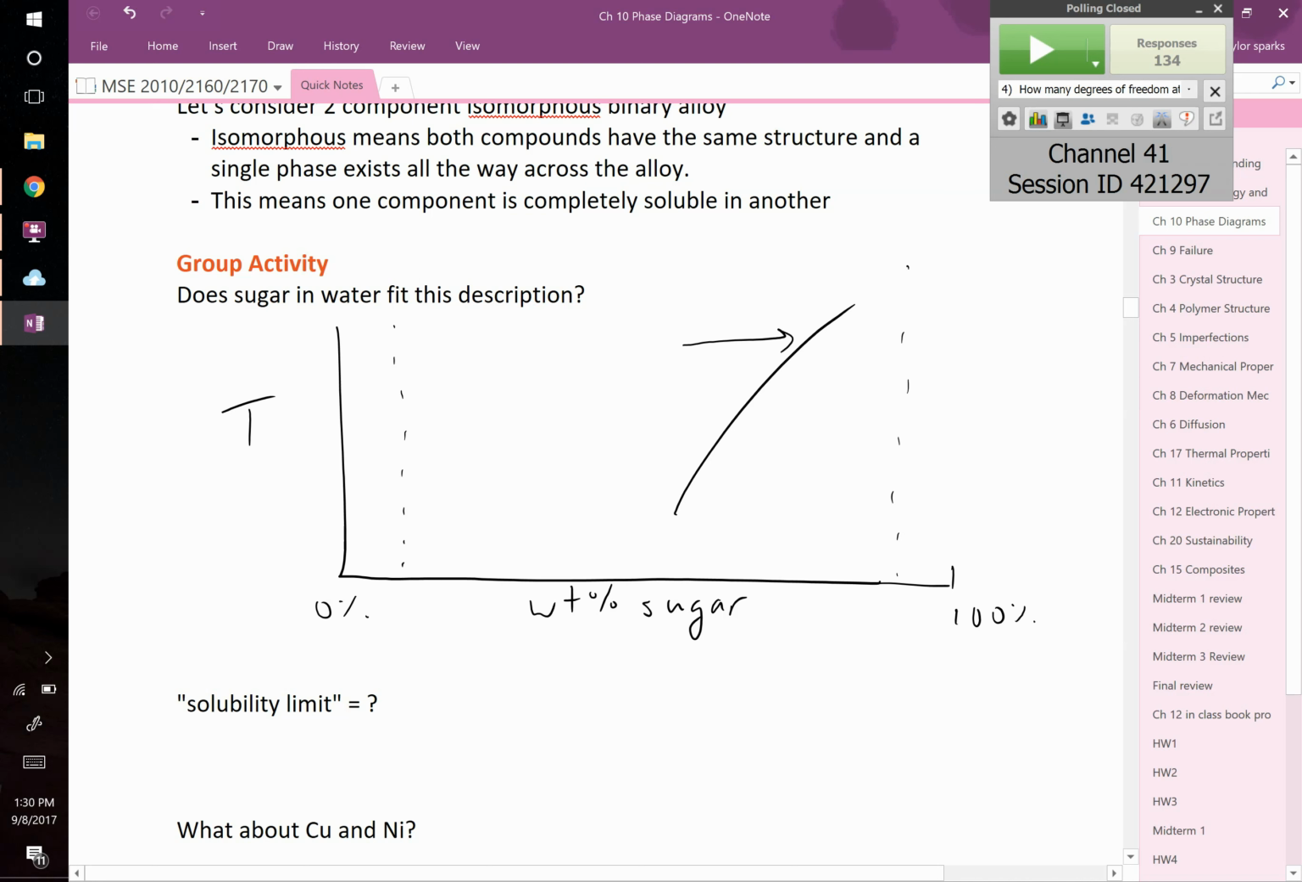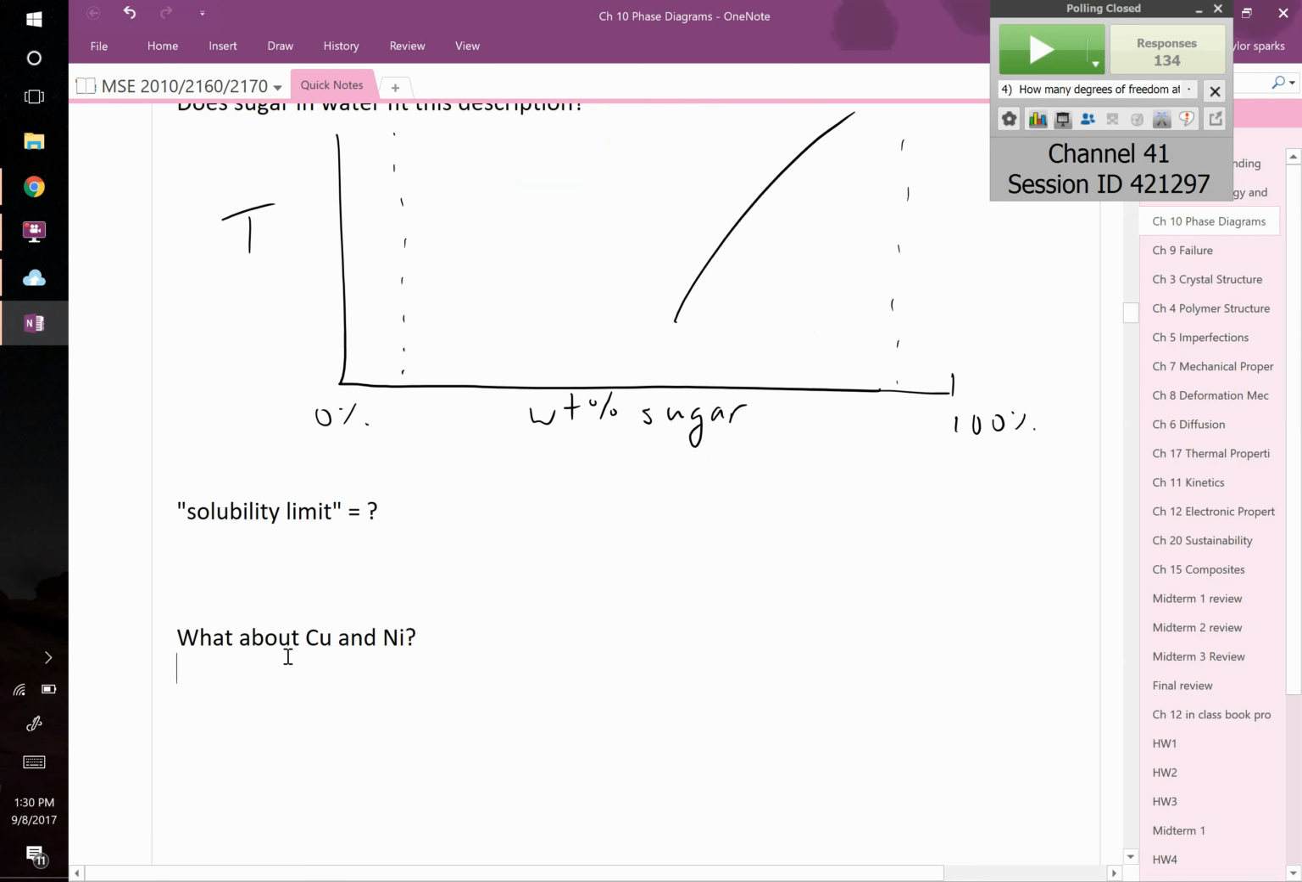So this is the first introduction of solubility limits: most systems, not all of them, but many of them have solubility limits. There's a limit to how much of your second component you can mix with your first one and keep a single phase. Okay, so that's our solubility limit.